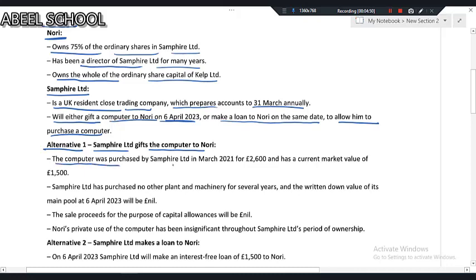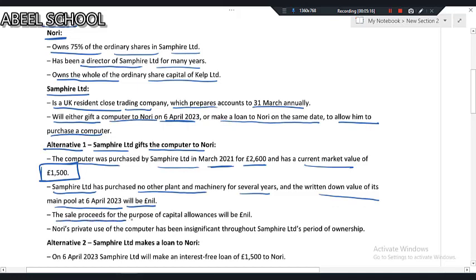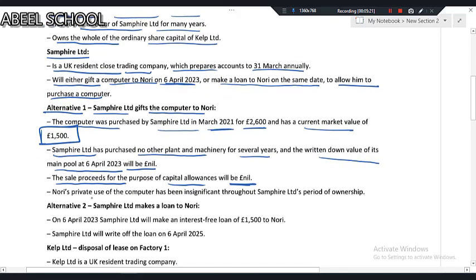The computer was purchased by Samphire Limited in March 2021 for 2,600 and has a current market value of 1,500. The current market value of the computer is 1,500. Okay. Samphire Limited has purchased no other plant and machinery for several years. The written down value of the main pool on 6 April 2023 will be nil. The sale proceeds for the purpose of capital allowances will be nil. Noori's private use of the computer has been insignificant throughout Samphire Limited's period of ownership.